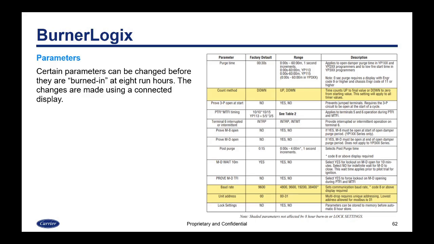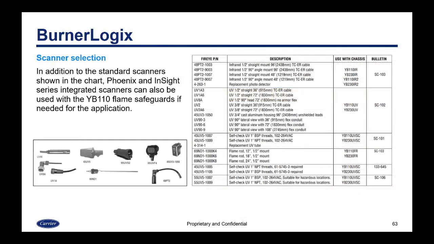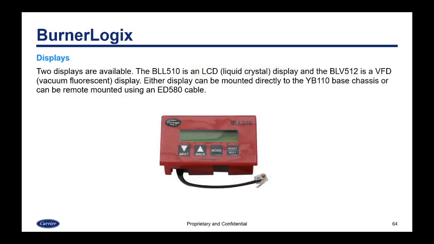For the BurnerLogix, we have a number of scanners you can use, and they're all listed here. And again, that's in the bulletin for BurnerLogix as well. So there are two displays available. The BLL510 is an LCD display, and the BLV512 is a VFD, vacuum fluorescent display. So either module can be mounted directly to the YB110 base chassis or can be remote mounted.